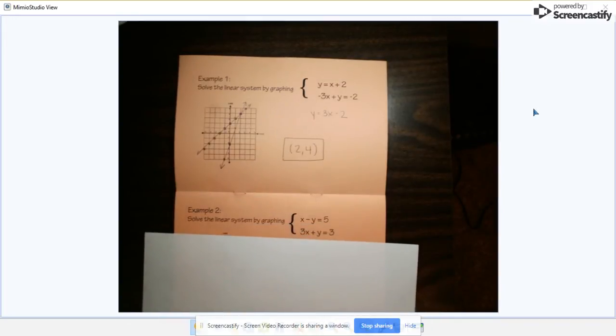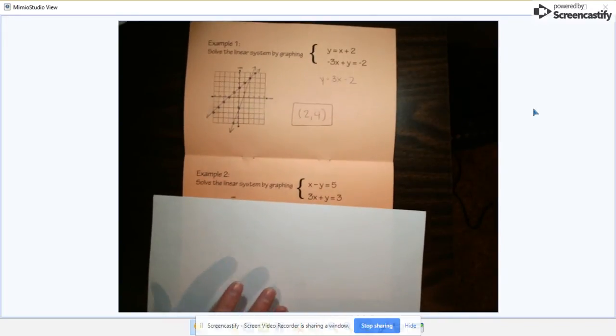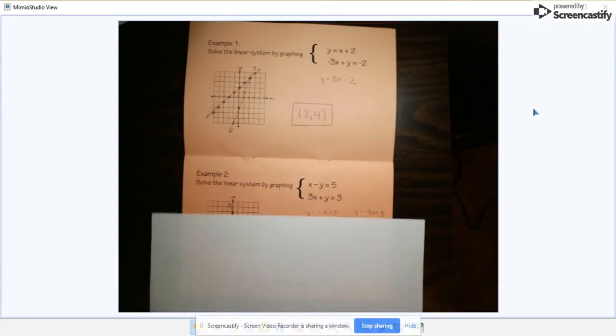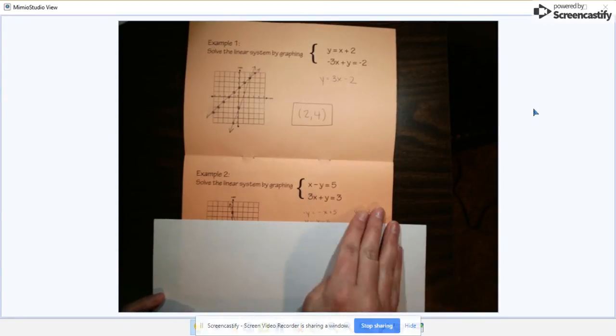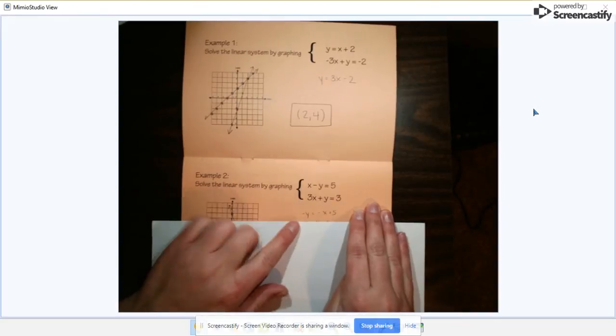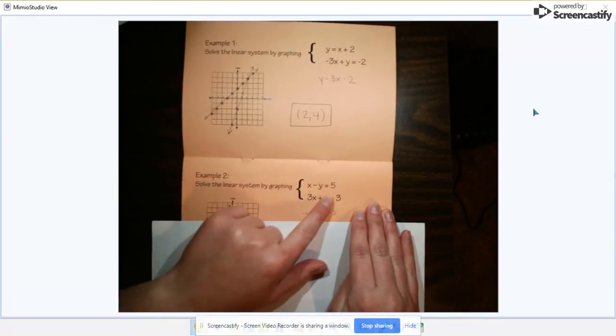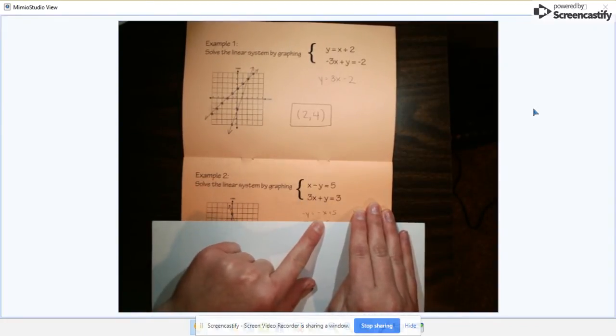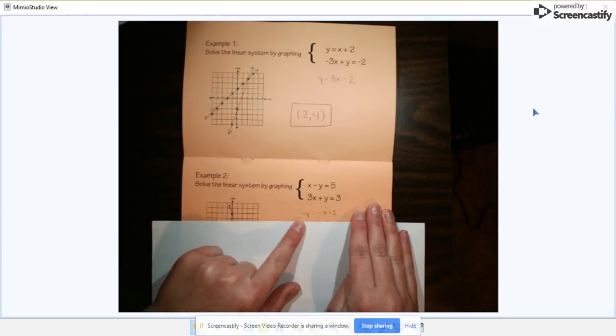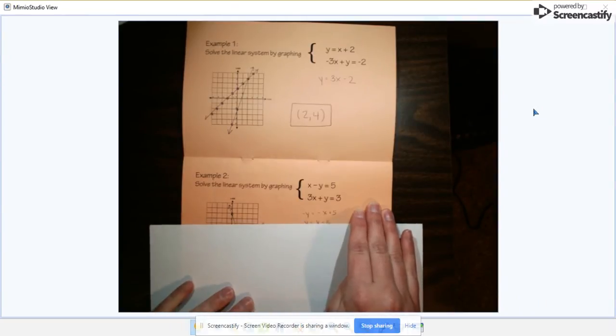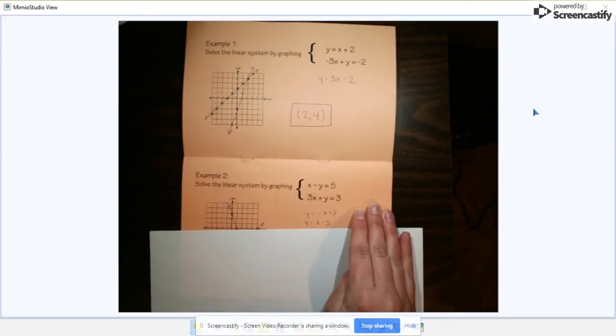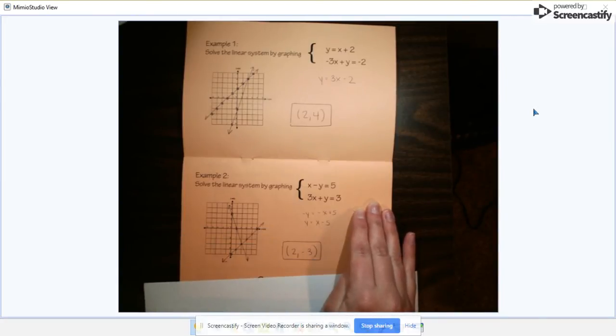Okay, this system of equations, neither one is in slope-intercept form. So I take the top equation and I'm solving for y. So I'm going to subtract my x to the right side. And then this is a negative y, so I divide by negative 1. So I get y equals positive x minus 5. And then that graph starts down here at negative 5. My slope is positive 1.